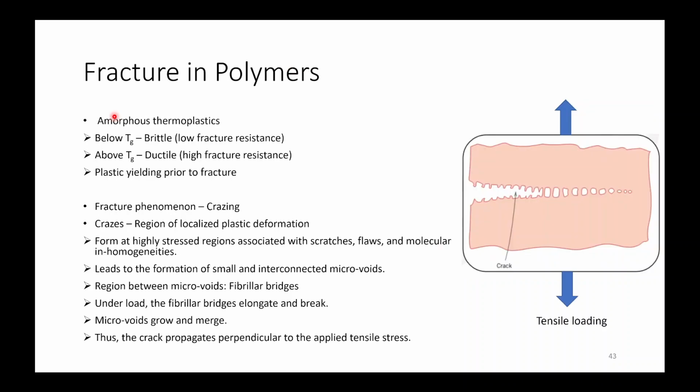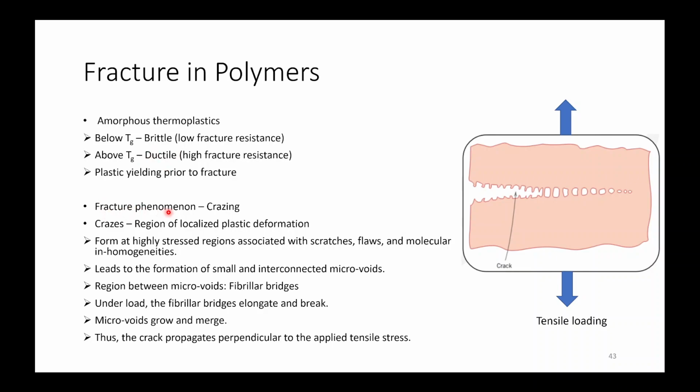Fracture in polymers. In the case of amorphous thermoplastics, below Tg they behave as brittle, and above Tg they behave as ductile. In the case of brittle behavior they show low fracture resistance, and above Tg they show high fracture resistance, and plastic yielding will occur prior to fracture if it is ductile.